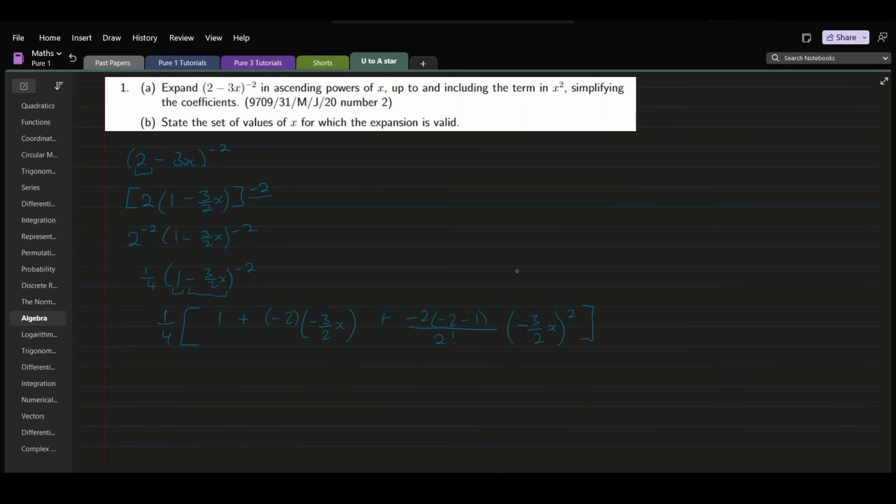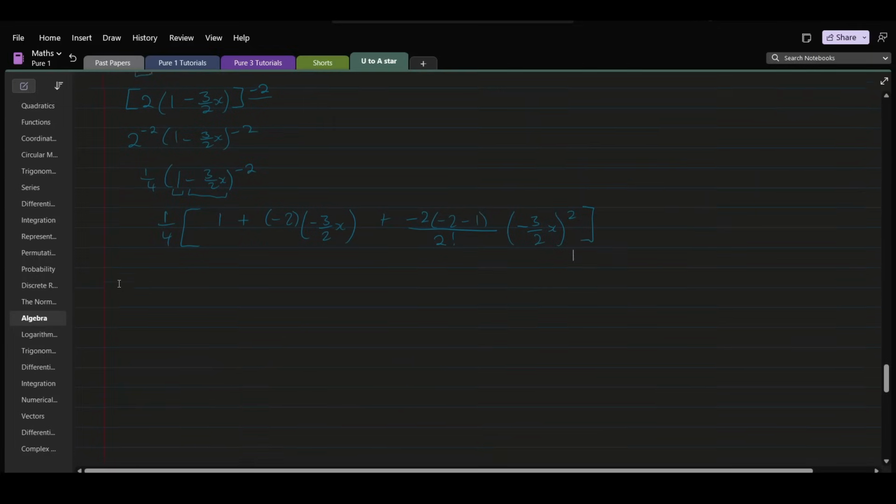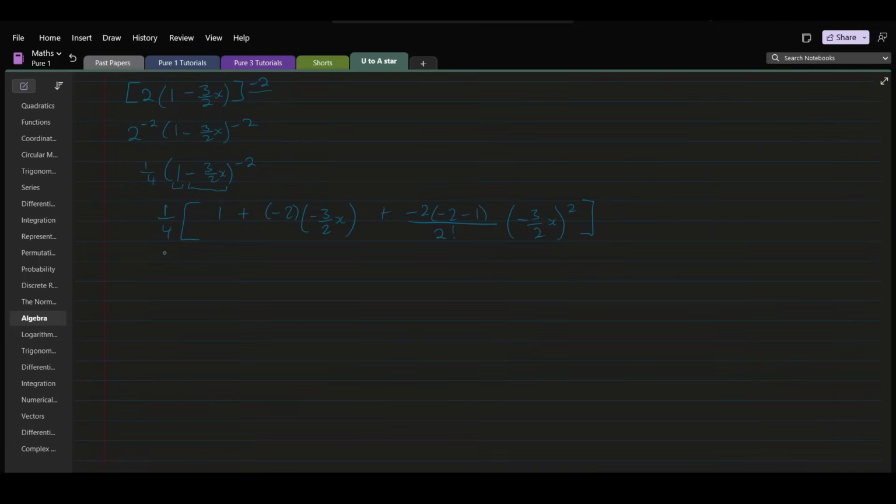And let's close that bracket. Now let's simplify our coefficients. So we have a quarter, and that's 1. Then we've got minus 2 times negative 3 over 2x. That gives us a positive 3x. And then for the coefficient of x squared, let's punch that into the calculator.